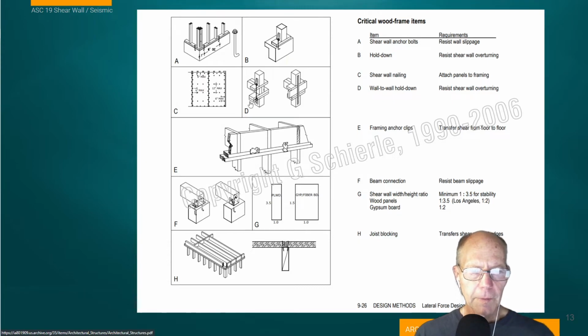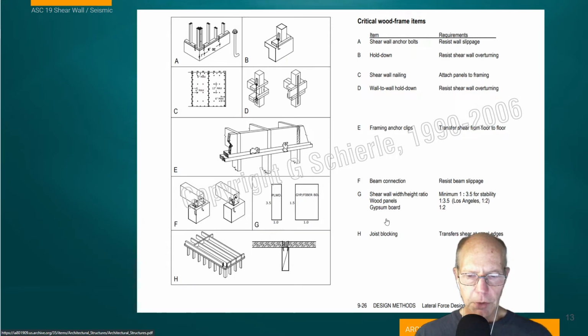In D, we show this connection of shear wall to shear wall, the wall-to-wall hold down as we go through floor slabs. And this is another illustration of techniques to tie all of the structure together. So we're using framing anchor clips here. F, just some beam connection details. Once again, the idea of tying these things together during seismic events.